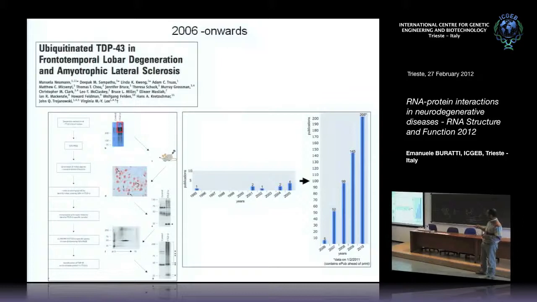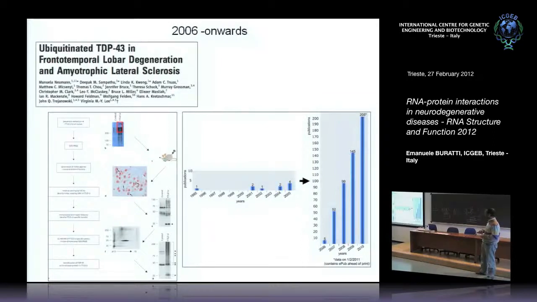So starting from 2006, the number of people who have been looking at how this protein can affect disease, and especially neurodegeneration, has dramatically increased. You see that more or less all these publications from 2001 until 2006 come from Professor Buratti's lab. Now the publications have reached approximately more than 200 every year, and they continue increasing, just to give you an idea of how important this protein has become.